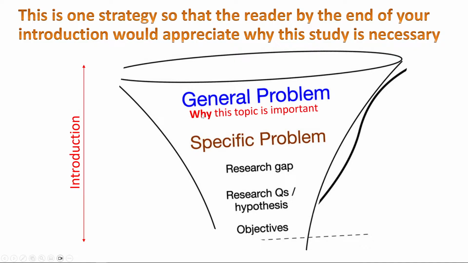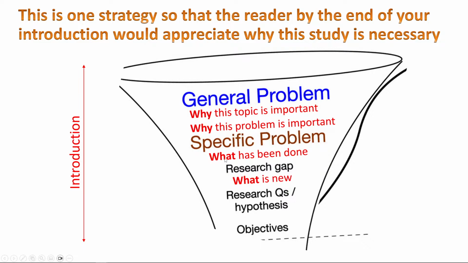So you start with the general problem: why this topic is important, why this problem is important. Then your specific problem, why this specific problem is important. And after this, what has been done? What is new? That's basically how you do this. Why is this topic important? Why is this problem important? What has been done? What is new? And what do I want to do? What will you be expecting? What will you be learning in the rest of this paper?